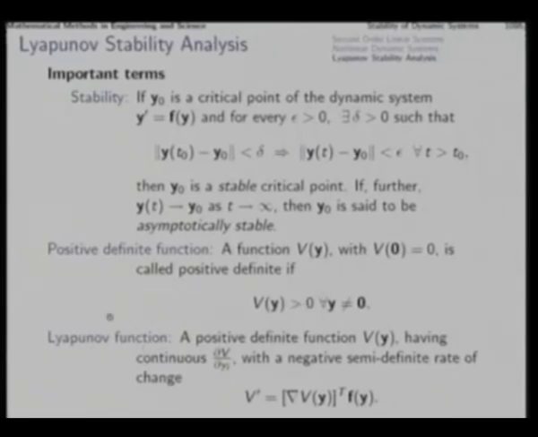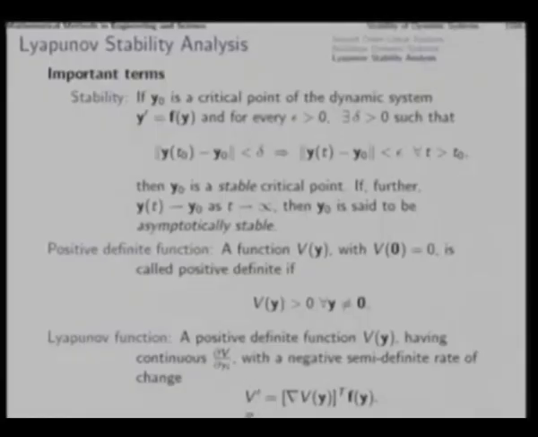What is a Lyapunov function? A positive definite function of the state vector having continuous partial derivatives with a negative semi-definite rate of change. That is, if v is a positive definite function, but its rate of change with respect to the independent variable t is negative definite or negative semi-definite, then you call it a Lyapunov function.